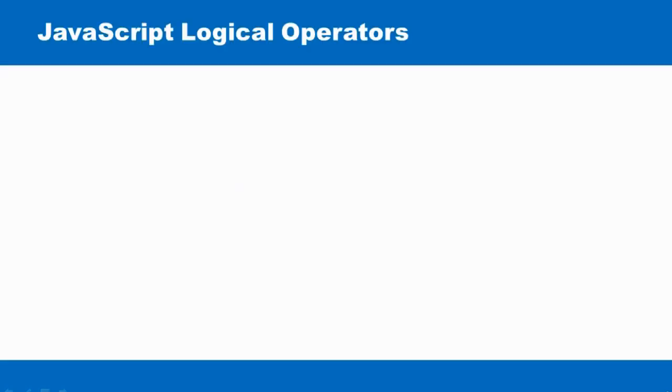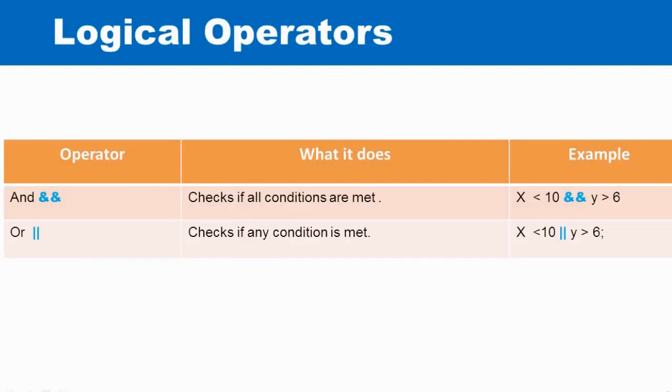The JavaScript logical operators are used to determine the logic between variables or values. So this is a basic table that shows you two logical operators. The first is called the AND, and is represented by the ampersand symbol.